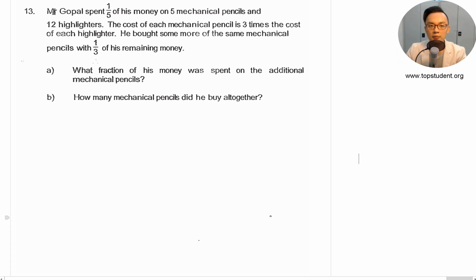Okay, let's look at this one. Mr. Gopal spent 1/5 of his money on 5 mechanical pencils and 12 highlighters. The cost of each pencil is 3 times the cost of each highlighter.